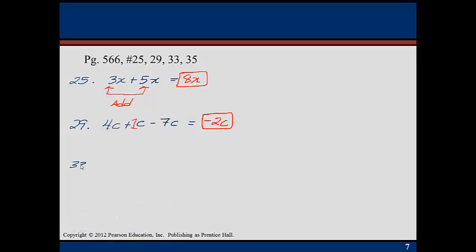And then number 33, we have 4a plus 3a plus 6a minus 8. So this time we're going to start with our a's. So we have 4a plus 3a plus 6a. These are all like terms. So we're going to add the numbers together. So 4 plus 3 is 7, plus 6 is 13. And we make sure to keep the a, so we have 13a. And then this minus 8 is by itself, so we're just going to attach it at the end. So our final answer is 13a minus 8.